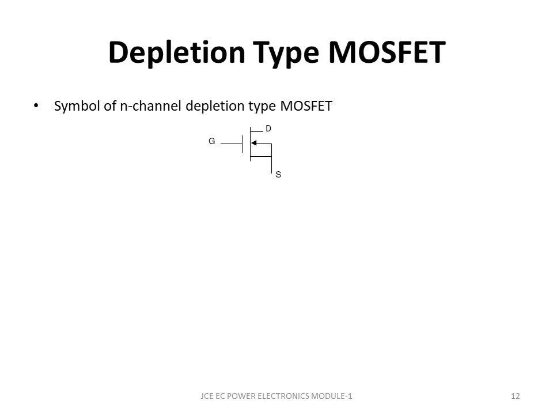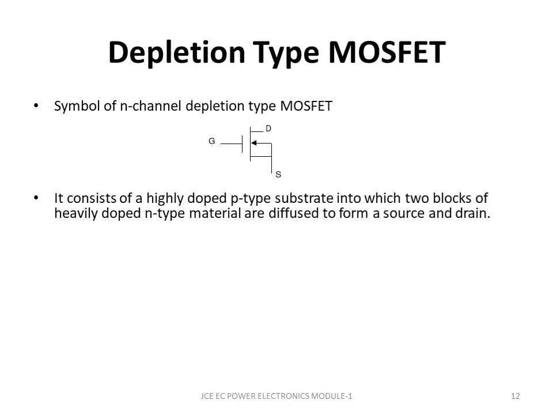So in the depletion type, what happens? This is the symbol of an N-channel depletion type MOSFET. You can see the arrow at the source pointing inside. Gate, drain and source are the terminals. It consists of a highly doped P substrate, into which two blocks of heavily doped N-type material are diffused to form the source and drain.